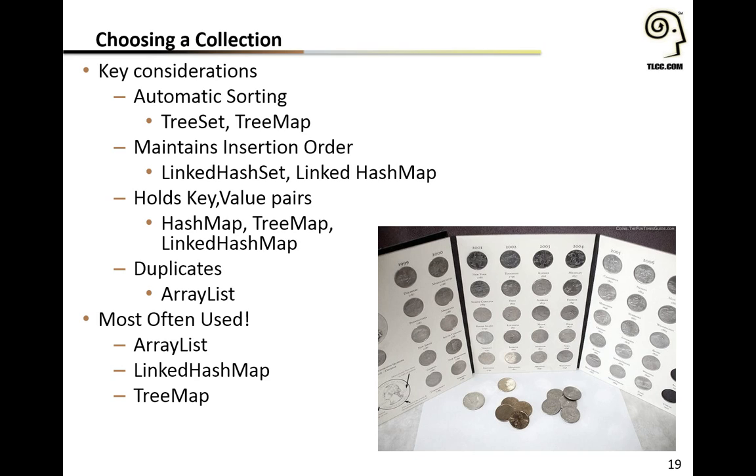Then another thing is, do you want it to hold a key value pair? Some of the collections, like the array list, don't have the key value pairs. And do you need duplicates? In the linked hash map, your keys obviously have to be unique. So if you do need duplicates of your data, you want to use an array list. Typically, you're going to find that you use ArrayList, linked hash maps, tree maps. Those are the most common, but you never know.